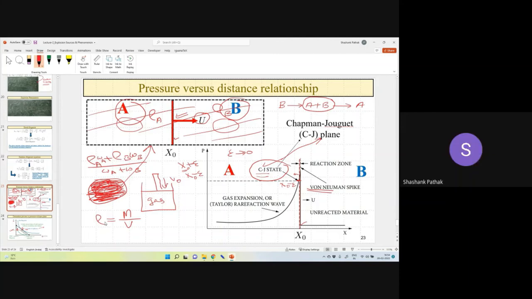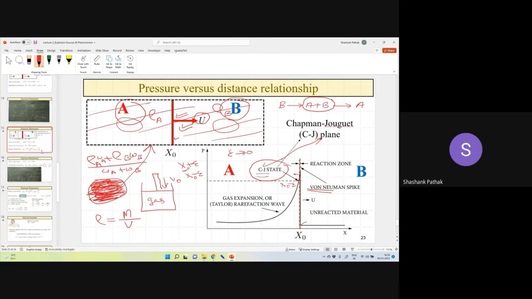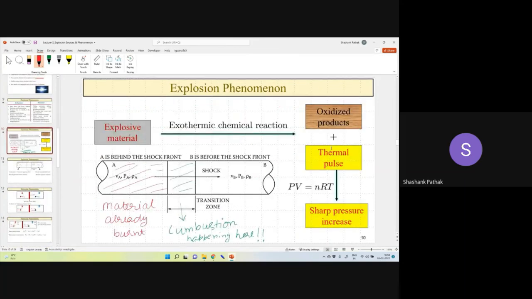What I was asking is what is the reason behind that pressure spike? Okay, because this is the shock wave. If you remember what ultimately is happening, there is a sudden energy release that is leading to the pressure increase. For example, if you go to this slide where I explained this, there will be a sharp pressure increase at the front of the shock wave. That's why this shock wave is created.